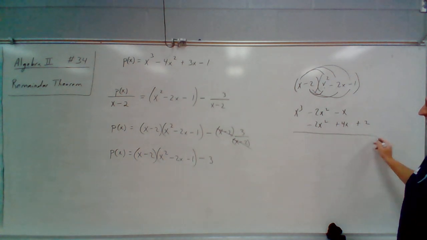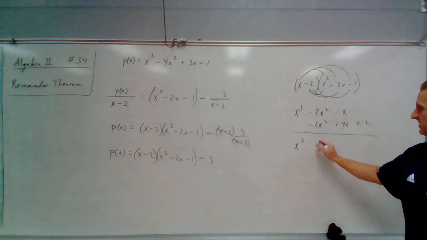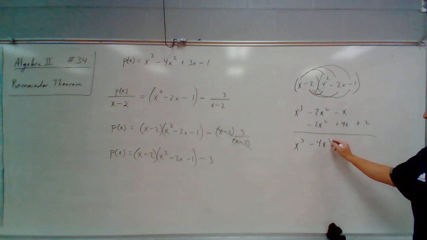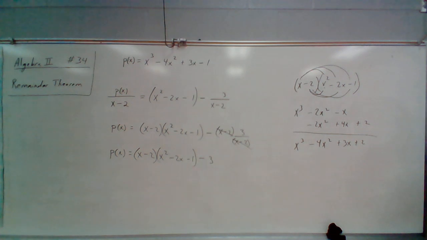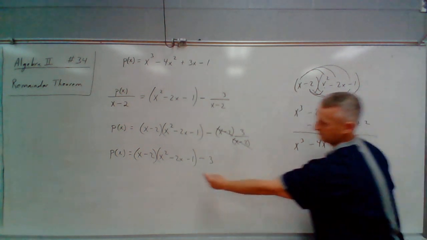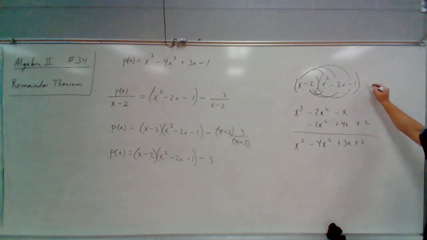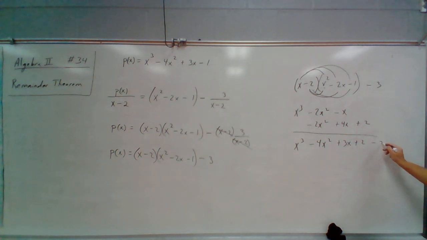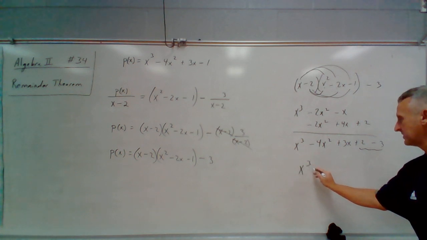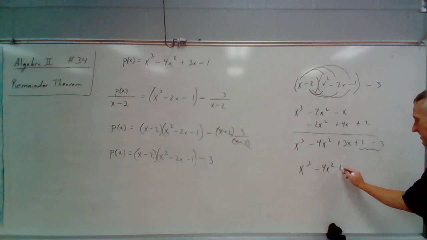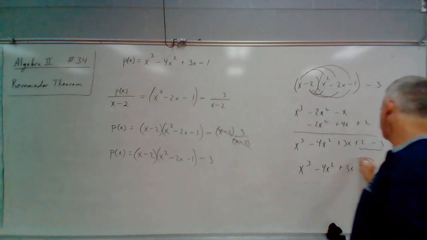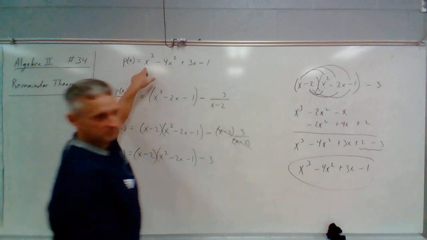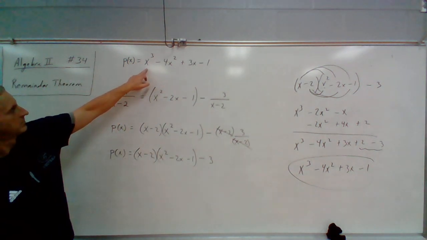Add those up. I get x to the third minus 4x squared plus 3x plus 2. Okay, but remember, we multiplied those, but we also had a minus 3 out here. So we should have a minus 3. So when we combine like terms here, we get x to the third minus 4x squared plus 3x. 2 minus 3 is minus 1. And sure enough, this is what we had originally. Right.